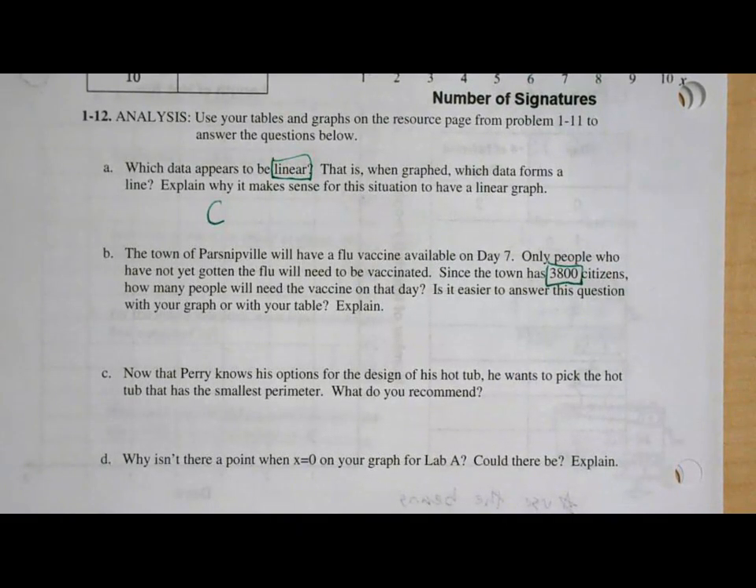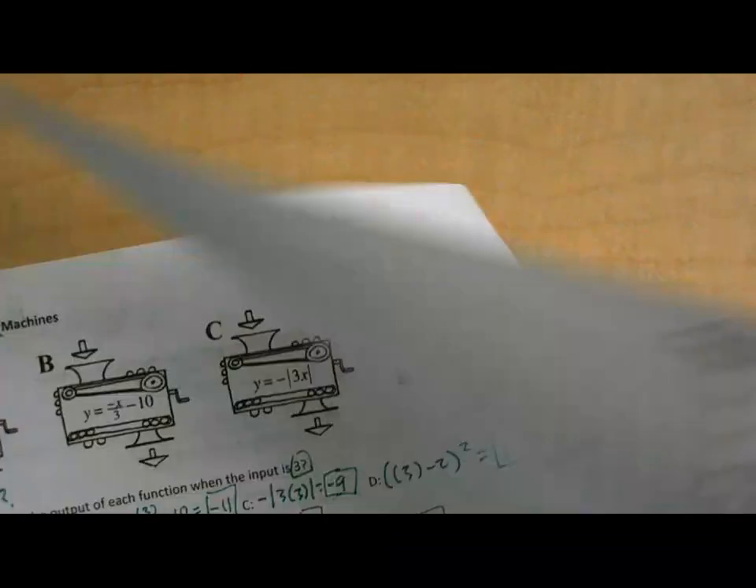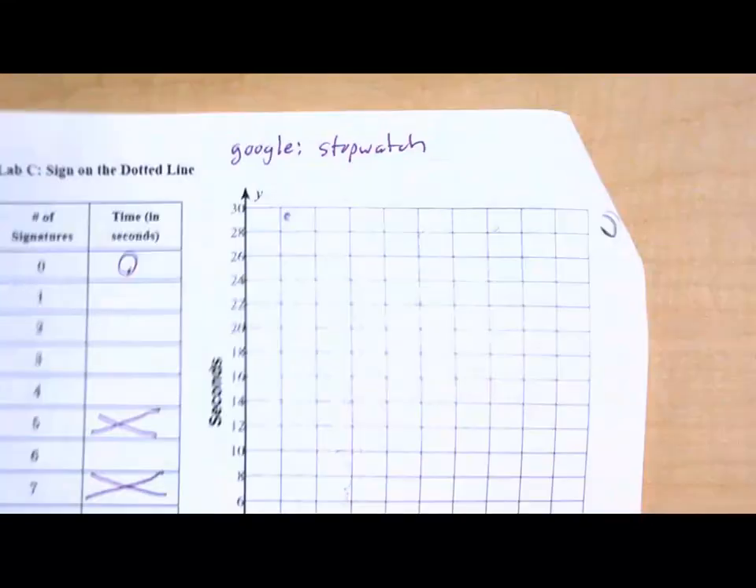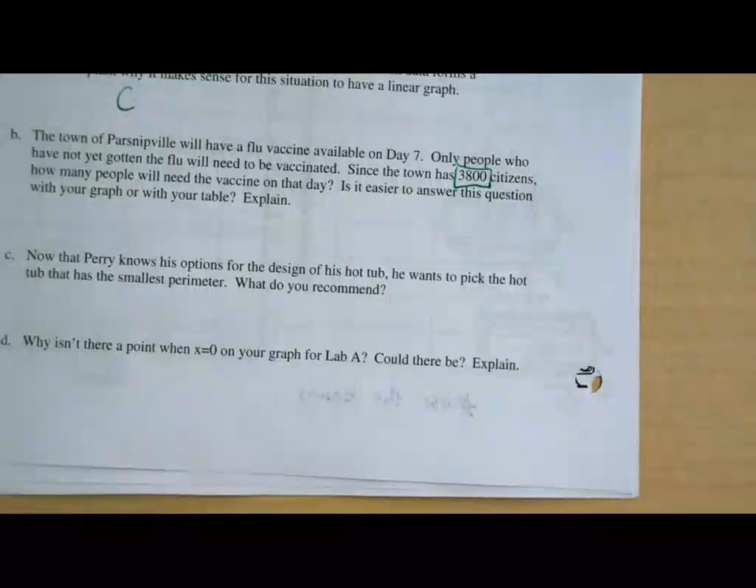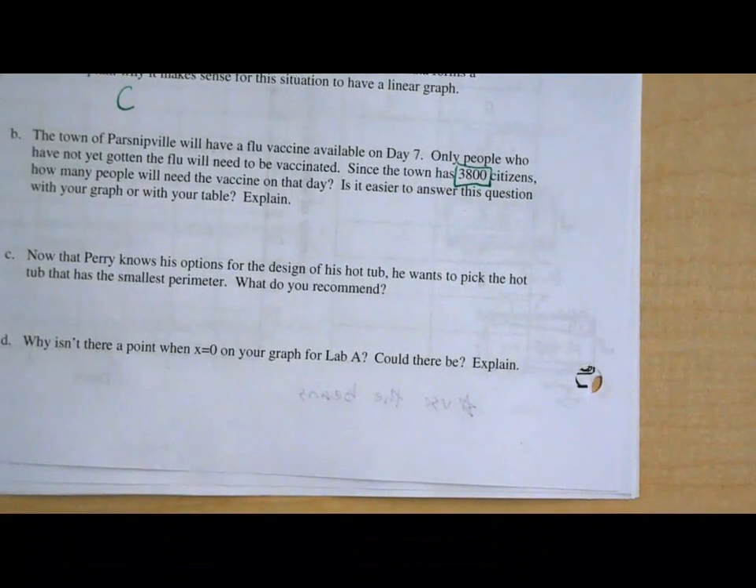Now, who needs to take a vaccine? The sick people or the healthy people? What do you think? The healthy people need the vaccine, right? So can you look at your data for, what was signed on the dotted line? That was Lab C. Look at your data for Lab C. No, not Lab C. Thank you. For Lab B. And tell me, how many sick people were there on day 7? Was it more than 3,800? It was a lot more than 3,800, wasn't it?